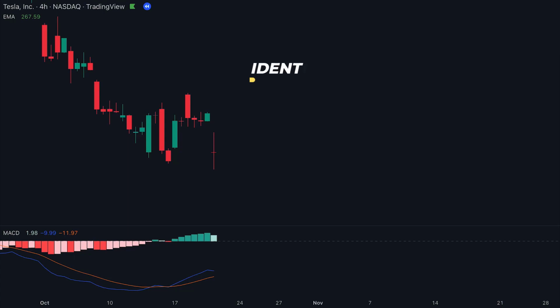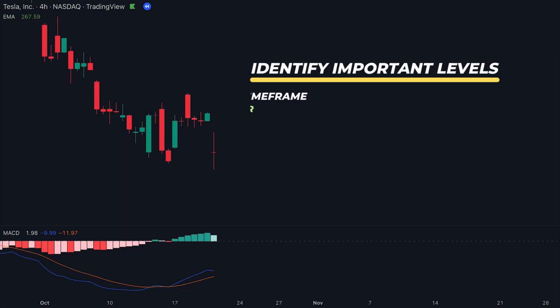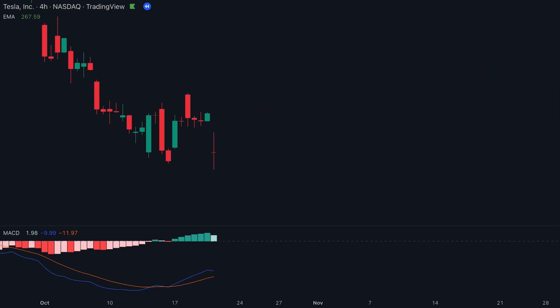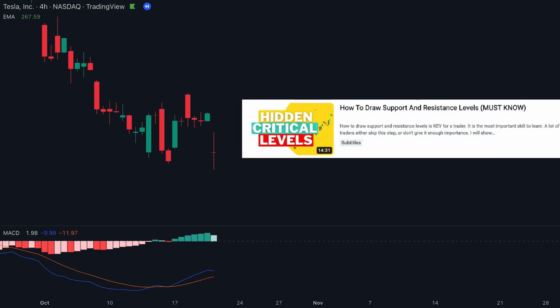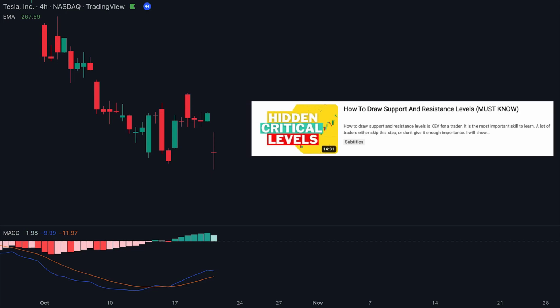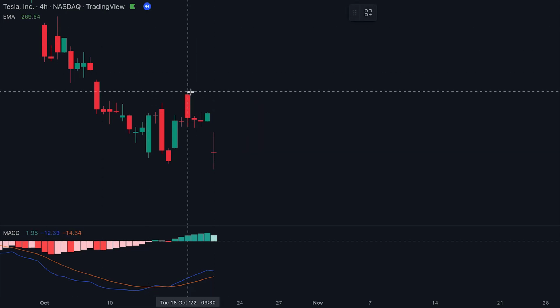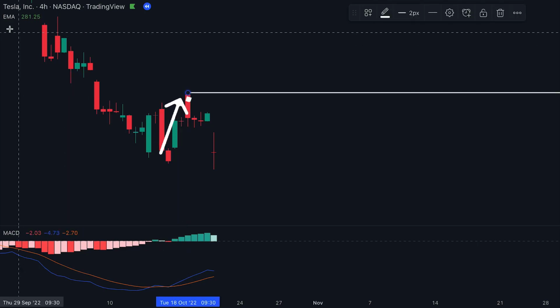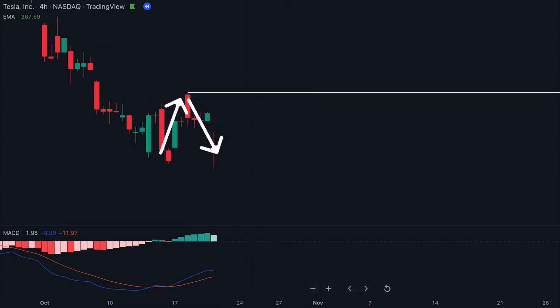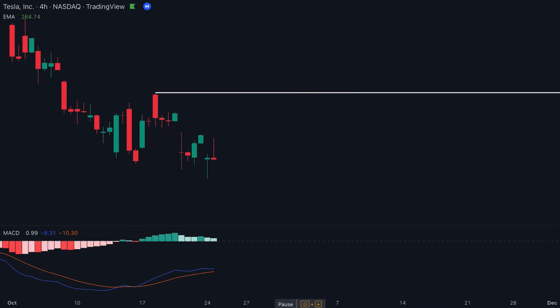First, we need to identify important levels on a higher time frame, in this case Tesla on the 4-hour chart. If you want to know how to identify these support and resistance levels, check one of my previous videos where I show you step by step how to do it. Now, as you can see, we have a clear level here where the price bounced back. Now we wait until the price retests the resistance level.